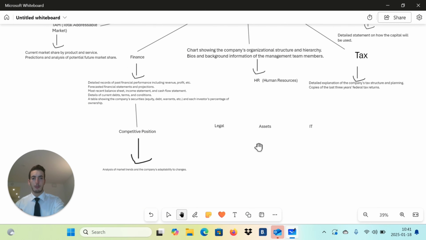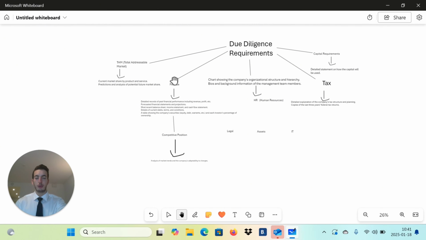That's what you need to focus on: TM, finance, competitive position, HR, tax, capital requirements. We need to include all of them in the due diligence requirements in order to raise capital. So make sure to have them, work on them, build them, do research on them, and have all the materials and information you need on each one of them to make sure the capital raising process is easy, fast and quick. That was everything for today.